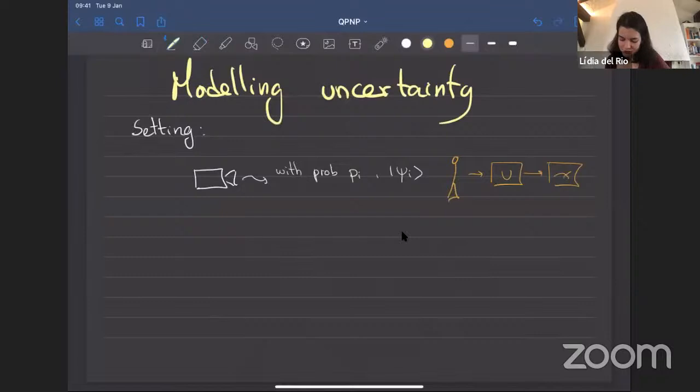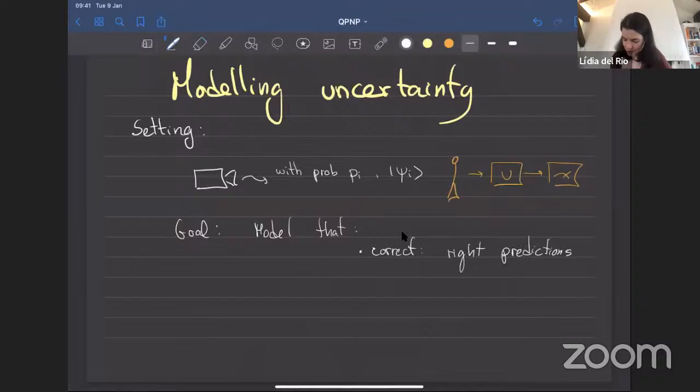Okay, good. So now we have this setting, and now what we want is a mathematical model for this setting, which should do what? Well, it should give us the right prediction. So the goal is to find a model that, one, is correct, meaning that it's compatible with the correct predictions of what happens, what the probabilities of getting different outcomes are, no matter what the unitary is.